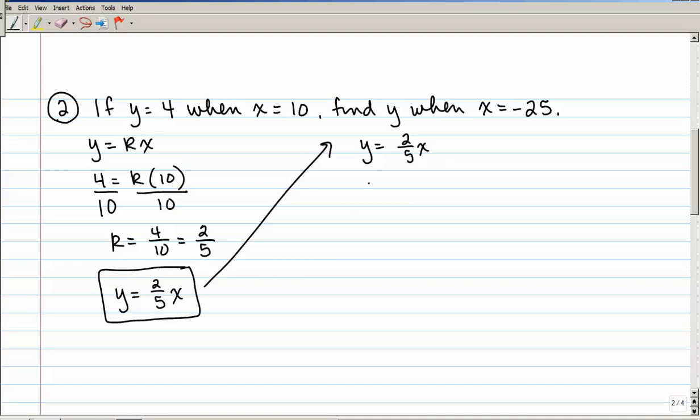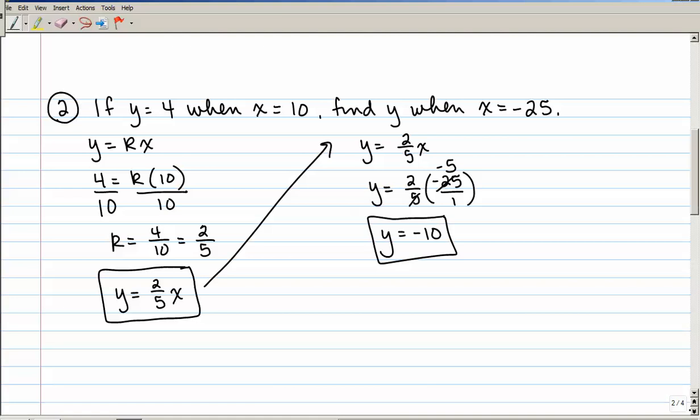So I don't know what y is. K is 2/5, and x is negative 25, and I'm going to write that as a fraction. Now I can do some simplifying. So y is equal to negative 10, and that's my solution.